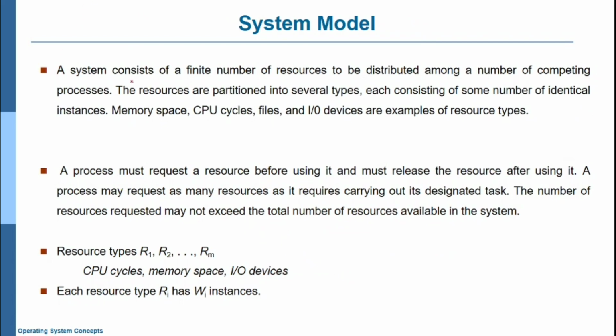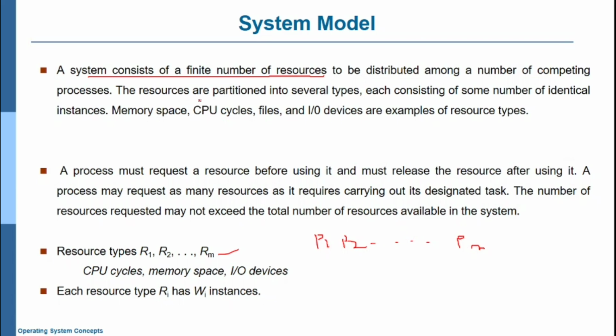A system consists of a finite number of resources distributed among a number of competing processes. There will be a finite number of resources like R1, R2, up to Rm, to be distributed among a number of processes, like P1, P2, and so on.